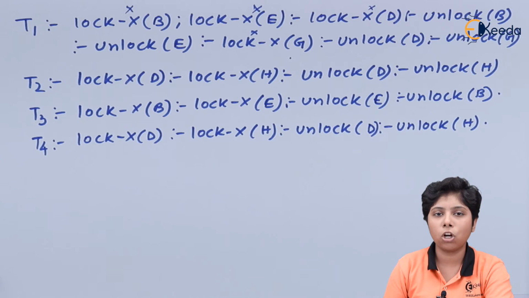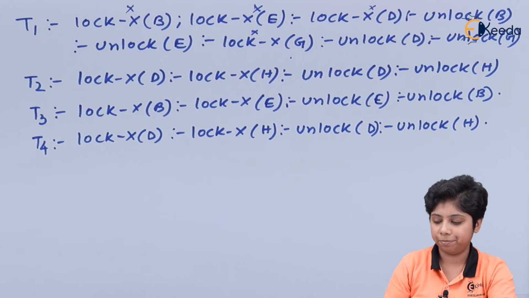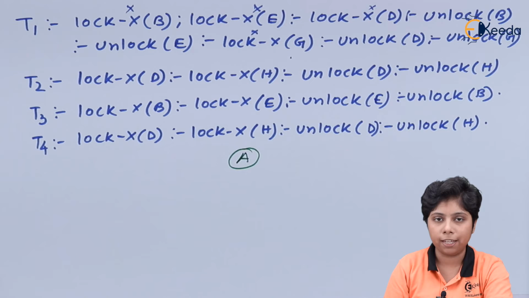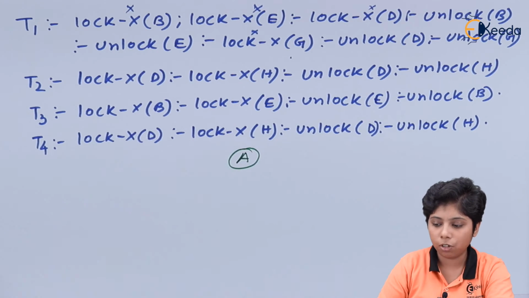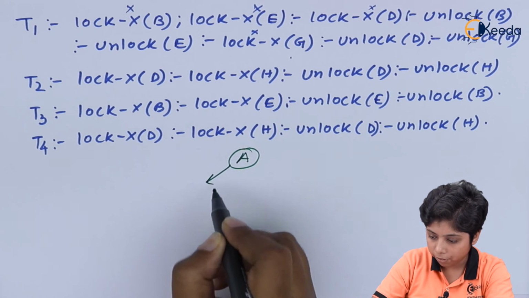Now let us first draw this graph on which we can acquire these transactions. At the root of the tree, we have A. In these transactions, we are not mentioning A anywhere, so it is not our concern now. Now we can see that T1 and T3 first have to acquire lock B. So here we have B.